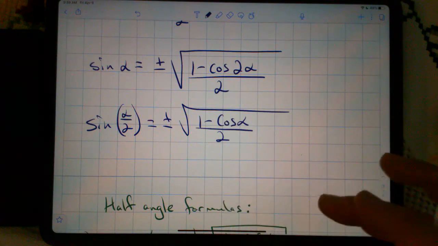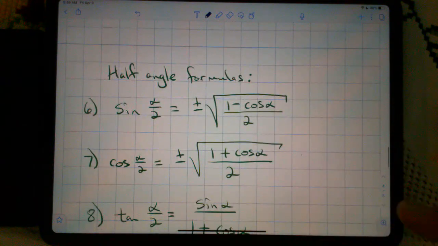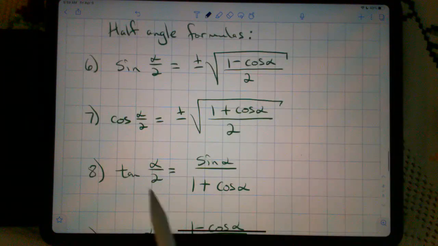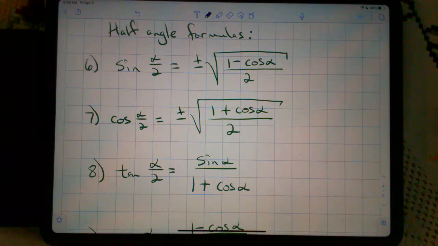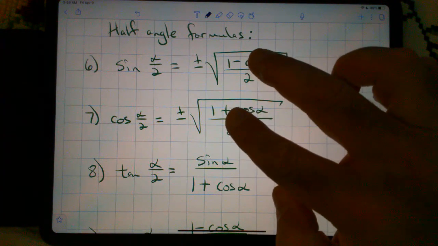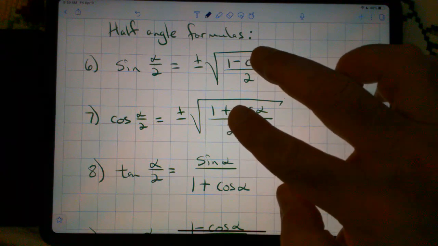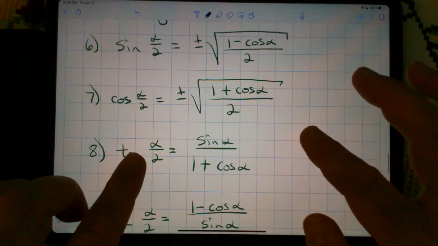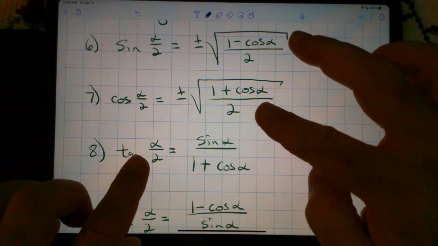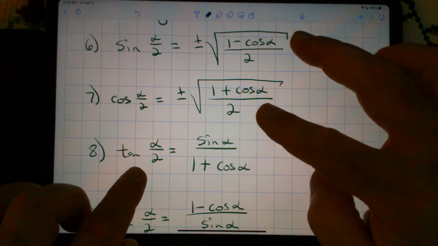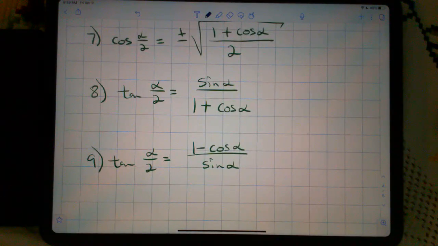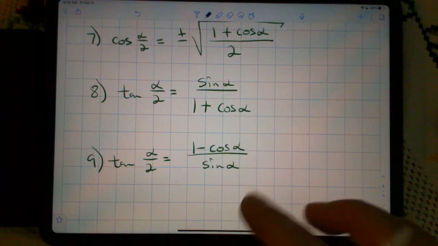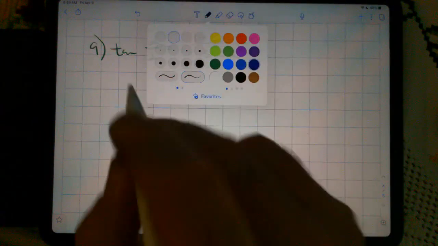And then without loss of generality, here are the other half angle formulas. Cosine alpha over 2 is plus or minus the square root of 1 plus cosine alpha over 2. The only difference between sine and cosine is that negative value. Tangent, since tangent is sine over cosine, we can divide one over the other. But also, these are also both. Let me show you one of them, 8. It's real simple. Proof of 8.